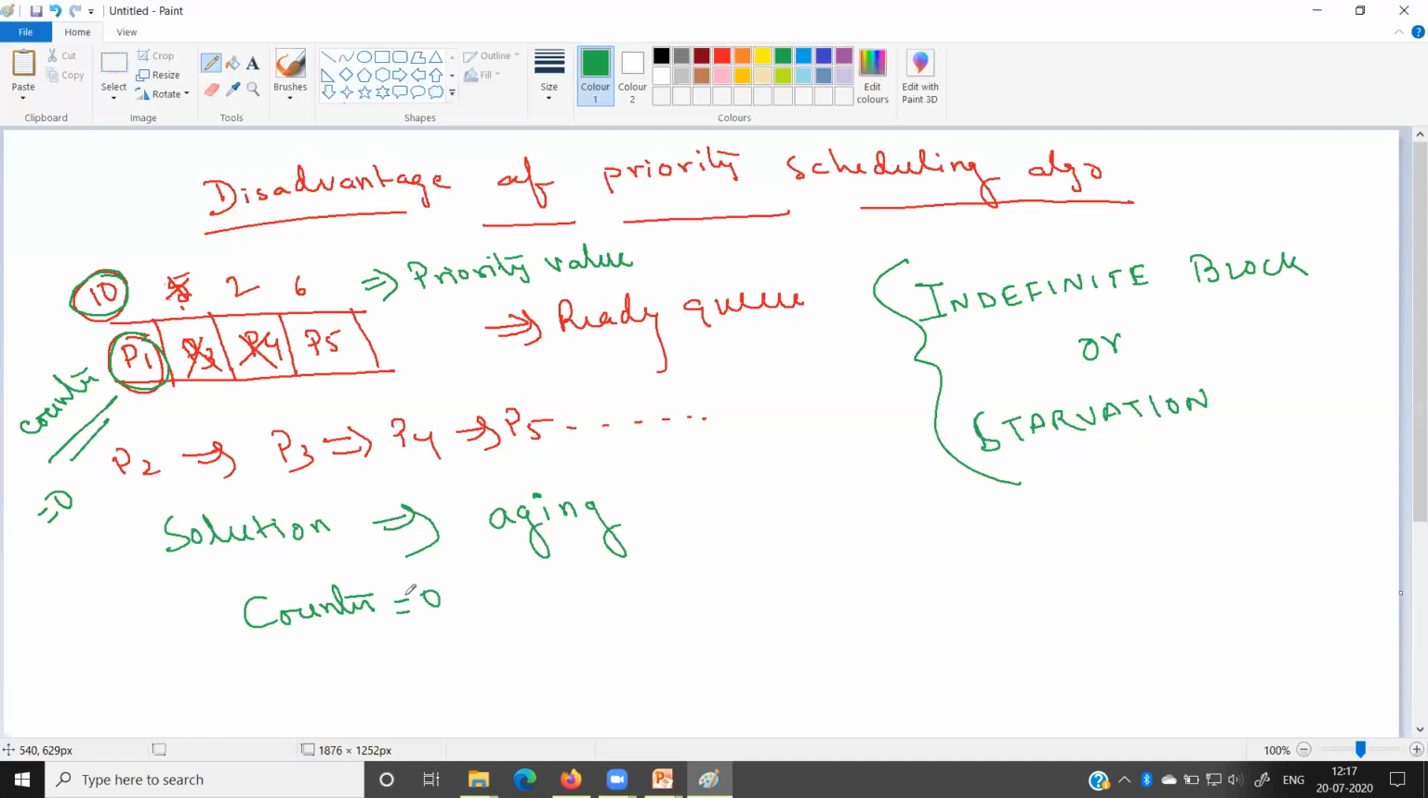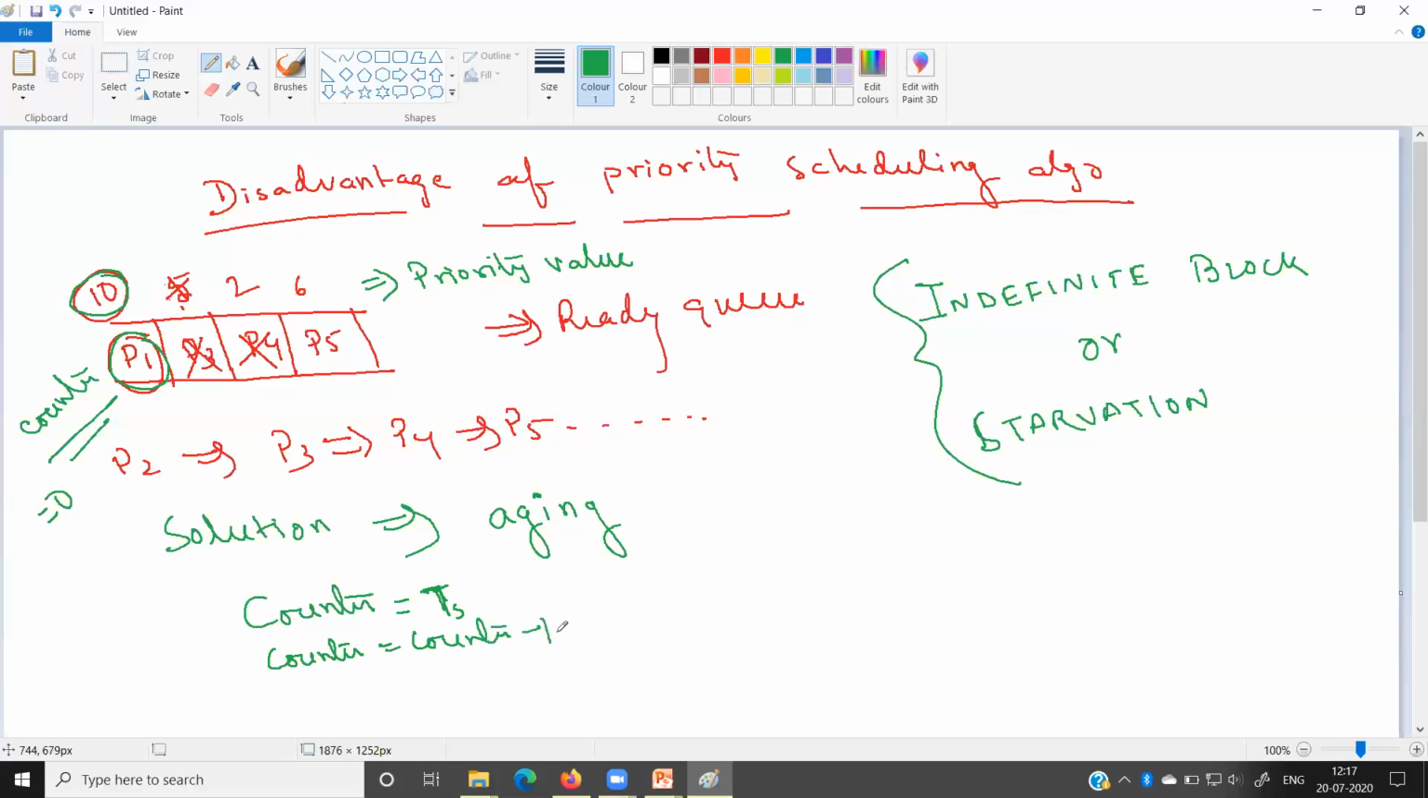Or in the reverse way, you can assign some other timestamp. So let us say TS. TS is the timestamp. We will assign some timestamp to the counter value. With this, the counter is assigned to, or associated with, the process P1. Now, after execution of each process, the counter will be decremented by 1. So the counter value will be decremented like counter equals counter minus 1.